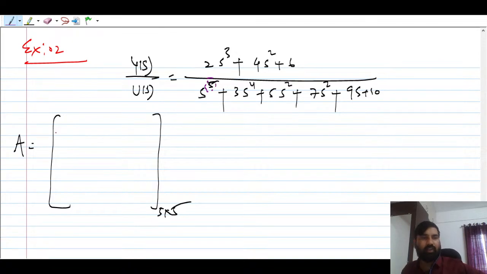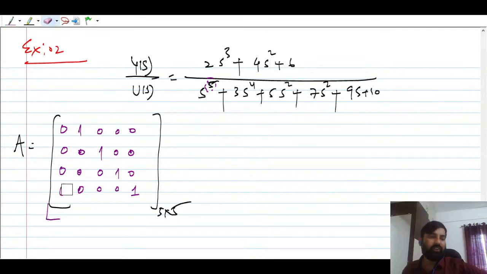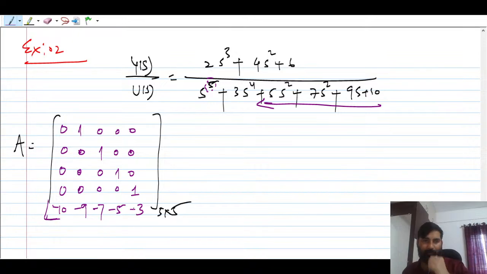Now start with 0 1 0 0 0, 0 0 1 0 0. So you have to write this till 4 rows. Now 0 0 0 1, right? So this is nothing but identity matrix only that you have got. The last row is going to be what? Last row starts like this, and take the opposite sign. So it is obviously minus 10, minus 9, minus 7, minus 5, minus 3. So A matrix you got.